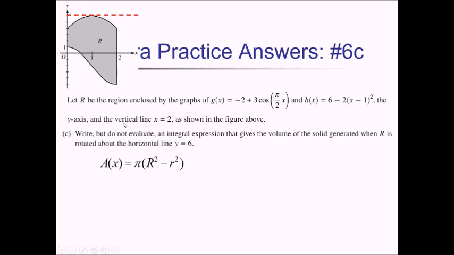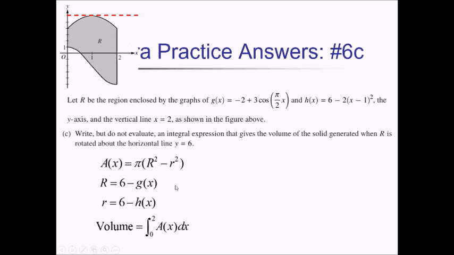Big R squared is going to be the distance from the axis of revolution to the further away part of this bounded region. So that's going to be 6 minus this function down here, which, remember, this was our cosine function. This was the g function. So 6 minus g of x. Little r squared is the distance from the axis to the closer part of the bounded region. So that's going to be 6 minus h of x. And so now I'm just going to do the integral from 0 to 2 of, well, A of x dx.